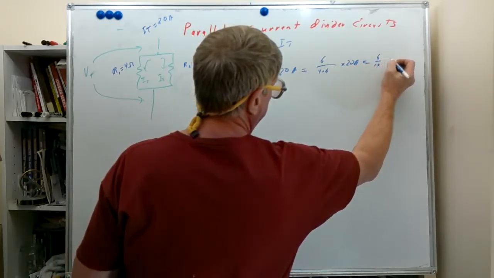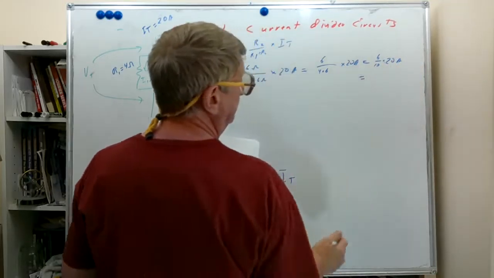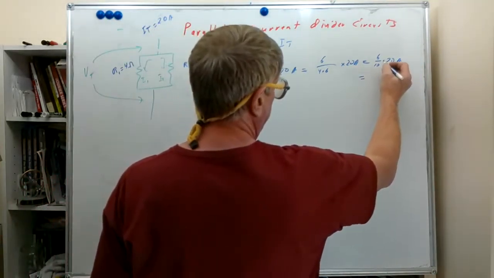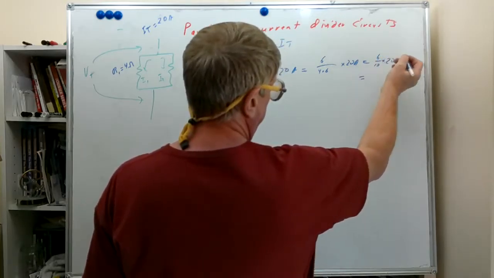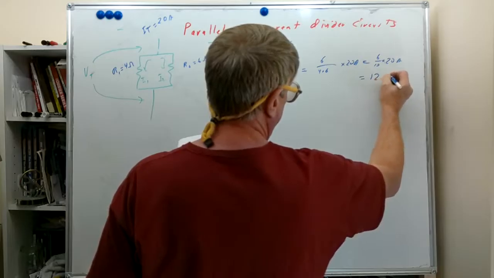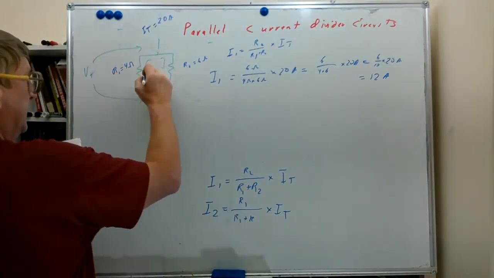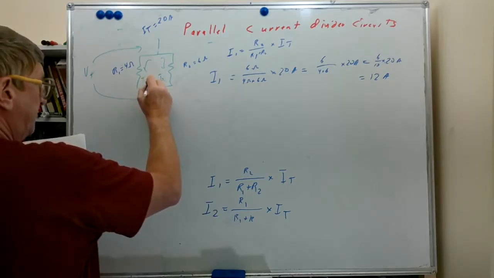equals 6 over 10 times 20 amps, which will equal 12 amps. 6/10 times 20, 12 amps. That gives you 120 divided by 10, so it's 12 amps. So we have determined that I1 equals 12 amps.